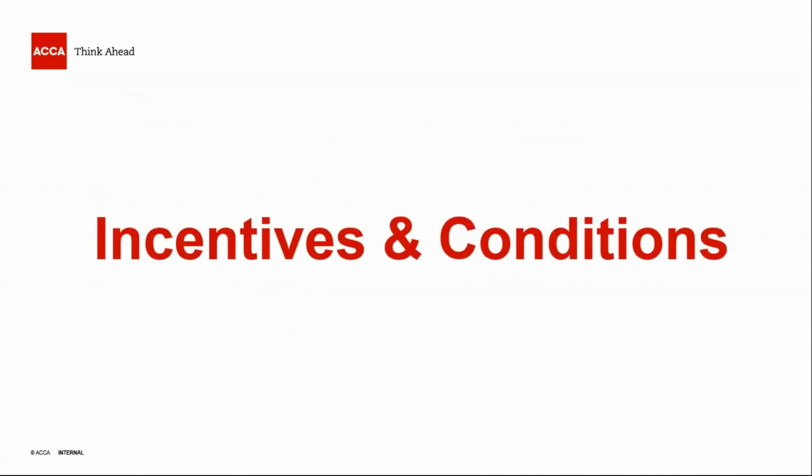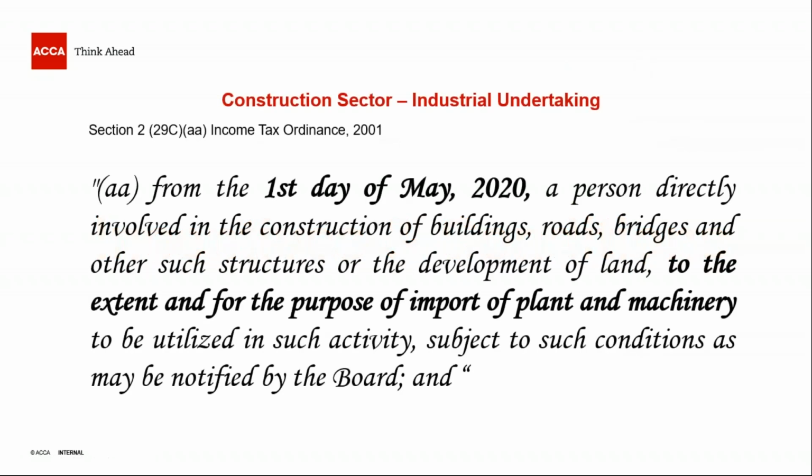And we have covered all the basic definitions and we are ready for the main core incentives and their conditions. Are you ready, guys? Yes, you are. So let's continue. The first major incentive is that the definition of the industrial undertaking has been amended by introducing subclause (aa) under clause 29C in section 2 of the Income Tax Ordinance. What does it say? Let's quickly read and then I'll explain it to you.